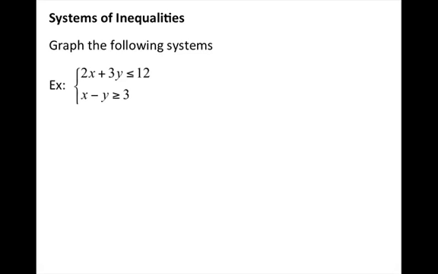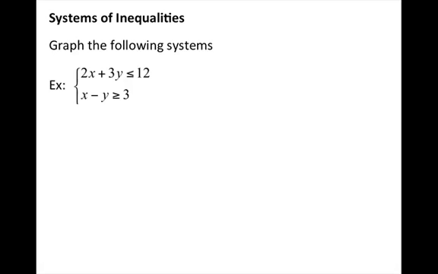Well, in the next couple of examples, we're going to look at graphing systems of inequalities. So the first example, I have 2x plus 3y is less than or equal to 12, and x minus y is greater than or equal to 3.